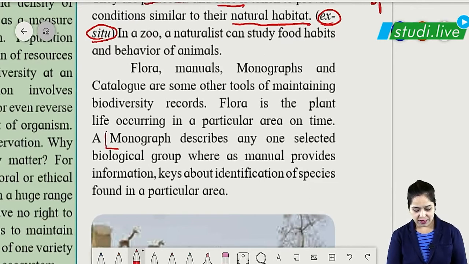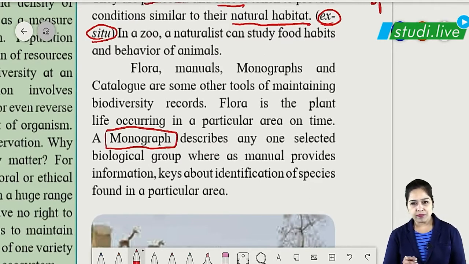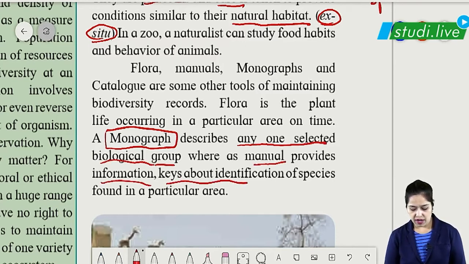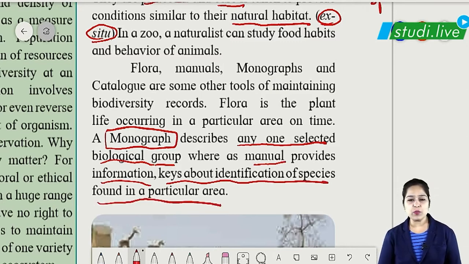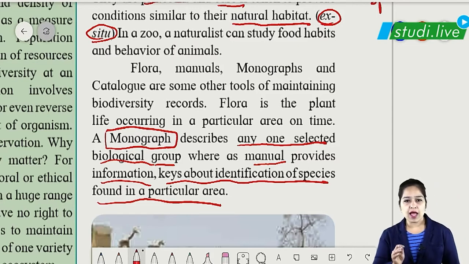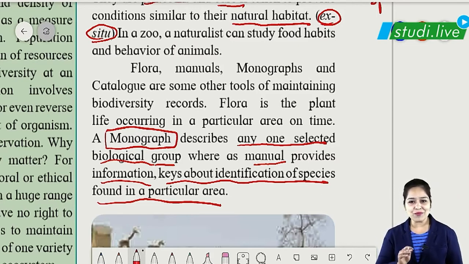A monograph is nothing but a book where a description is given, and it describes any one selected biological group, whereas a manual provides information keys about identification of species found in a particular area. So you can see the difference between a monograph and a manual. In a monograph you will find only a description about any one particular biological group, whereas in a manual we'll find a lot of information.